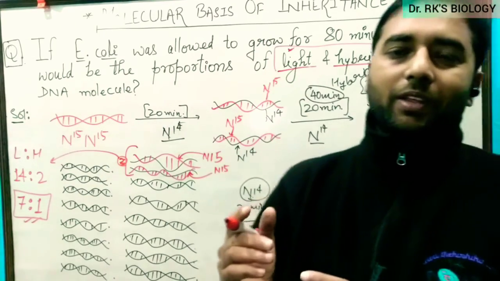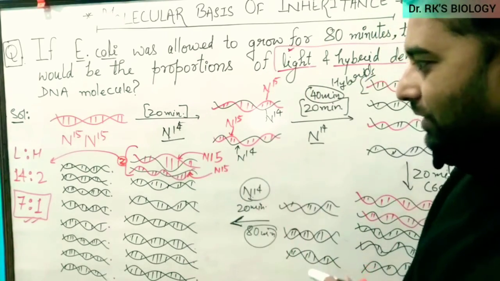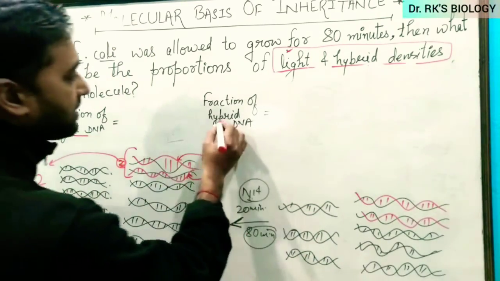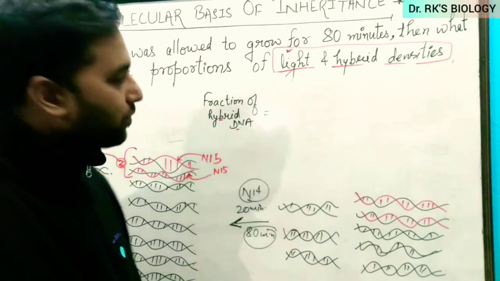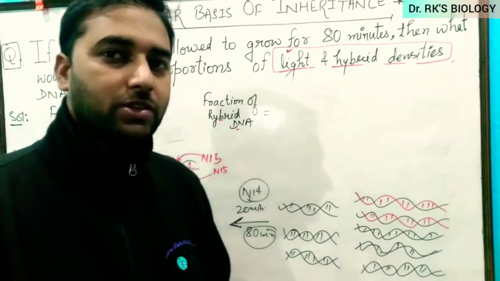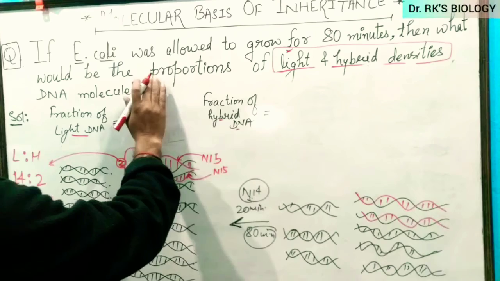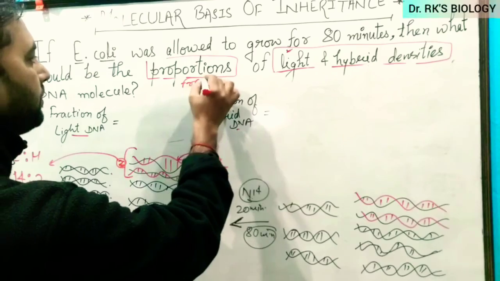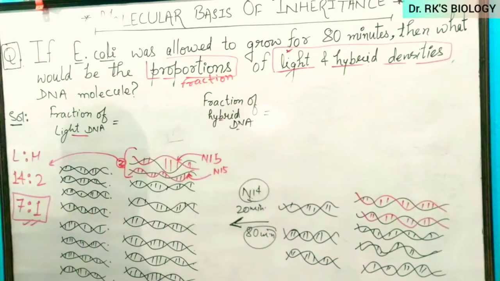In the previous video, I uploaded the same question, but I used the fraction by mistake. That was the silly mistake I made in the previous video. The same question can be modified for your upcoming examinations in this way also: the question is the same, but instead of proportion they use the word fraction. What is the fraction of light and hybrid density DNA molecules?